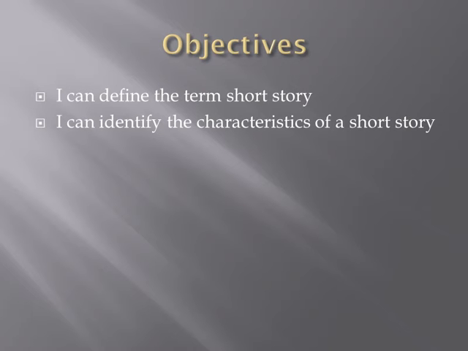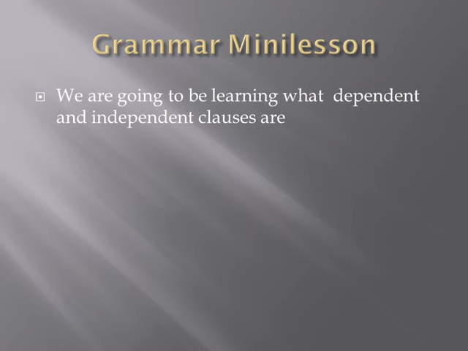In the short story unit, we're going to be learning about a lot of different things, and we're going to start moving into what's called literary elements. That is, the things that an author puts into the story to make it what it is. But for today, if we're going to be doing a short story unit, we're going to be able to say that we can identify the characteristics of a short story, and that we can define the term in and of itself. So we're going to start with a grammar mini lesson. New unit, we have new grammar that we're going to be taking care of.